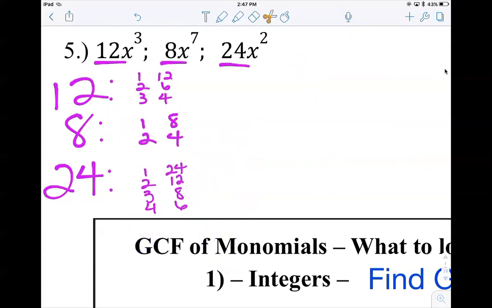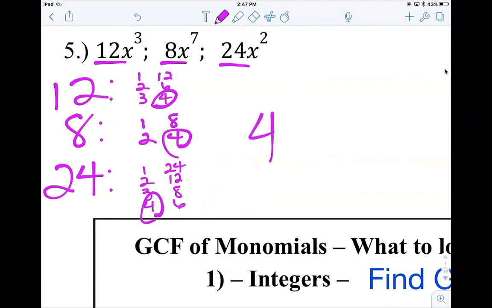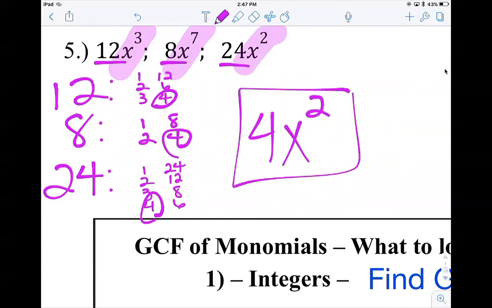So we want to find out what is the biggest number that all 3 have in common. So the biggest number that they all have is a 4. So we'll have 4. And I do realize that this one has an 8 and this one has an 8, but 12 does not. So that's why 8 does not get pulled out. Now we're looking at our x's. We have x to the 3rd, x to the 7th, and x squared. Well, because they all have an x, we're going to take out the smallest amount. So they all have at least 2 x's.